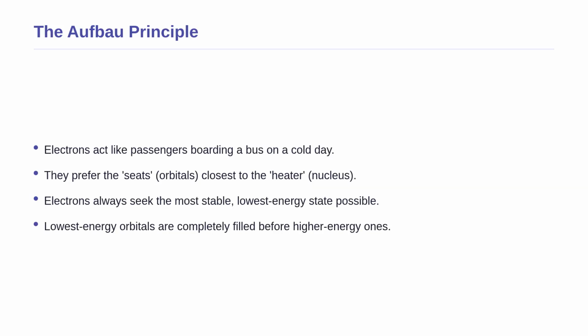To understand how electrons behave, imagine boarding an empty bus on a cold, rainy day. Naturally, you will grab the seat closest to the heater at the front. Only when those seats are full will people move to the colder back seats. Atoms work exactly the same way when taking in electrons. The seats are the orbitals and the heater is the nucleus. Electrons are inherently lazy. They always want to be in the most stable, lowest energy state possible. Therefore, they will always fill the lowest energy orbitals first before moving to higher ones.